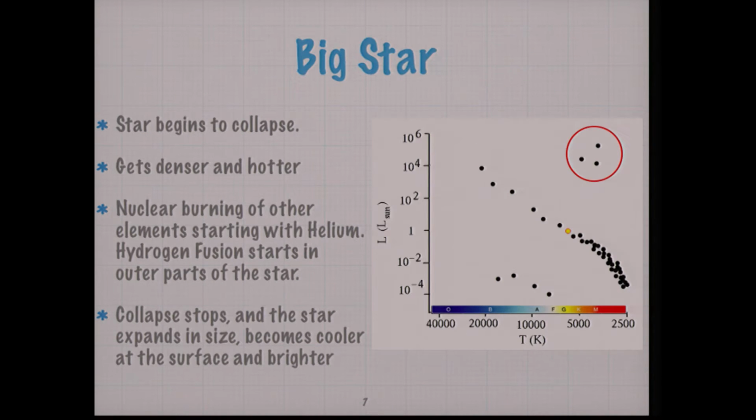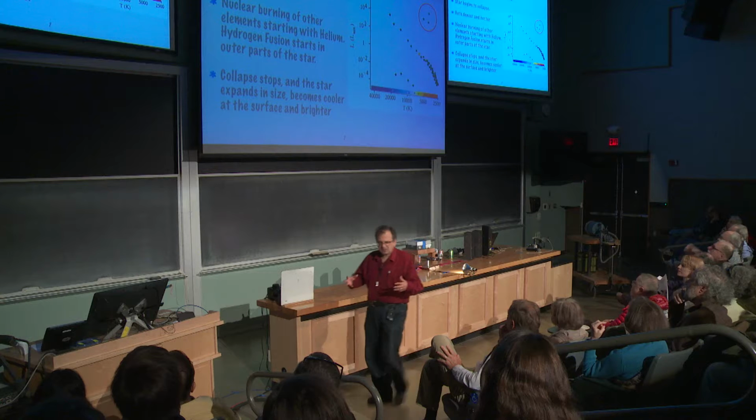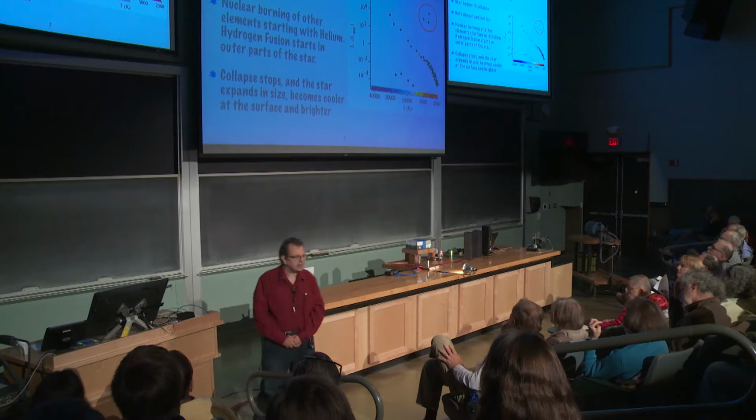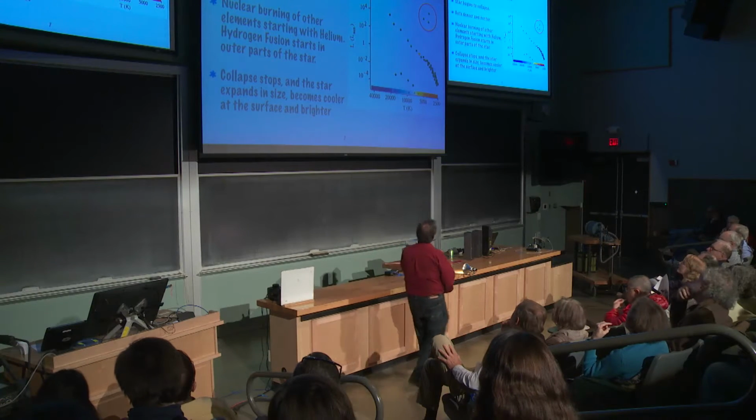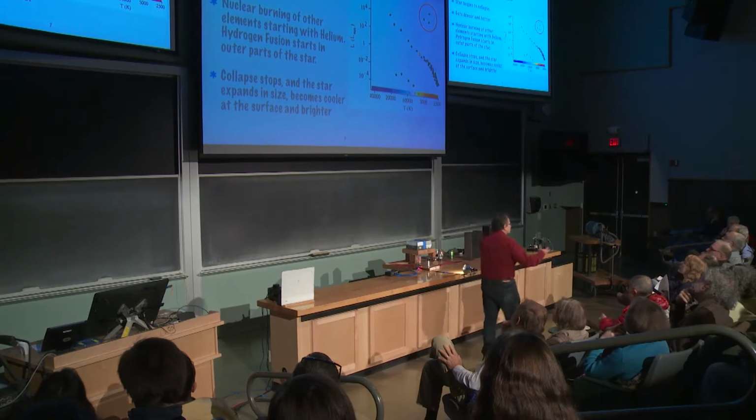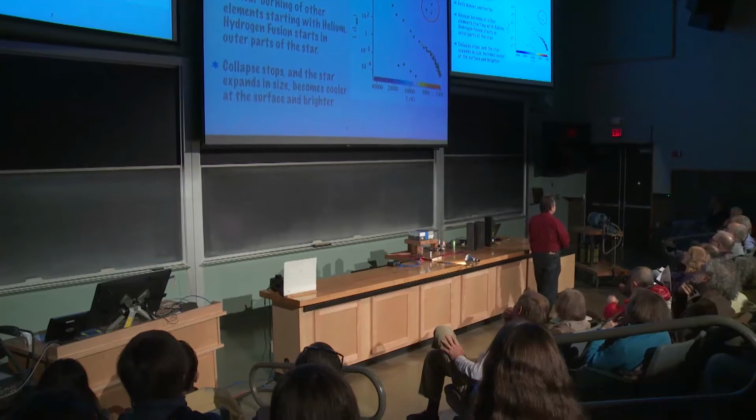So what happens when you run out of the fuel in the center? Well, the star begins to collapse. Right? It's no longer burning, so gravity starts to win, the star starts to collapse. But that makes the center denser and hotter, and so that allows you to start burning the heavier elements, right? It's easiest to burn hydrogen, but if you're denser and hotter, you can start burning the heavier elements. And helium is what's produced by the burning of hydrogen.